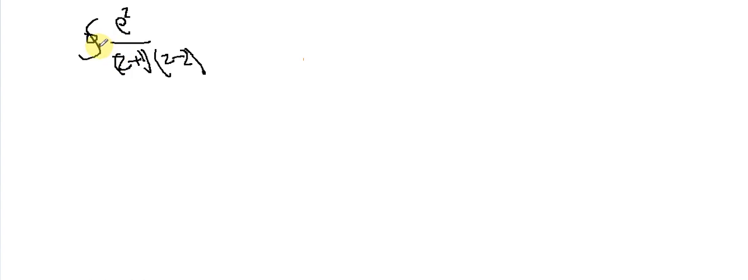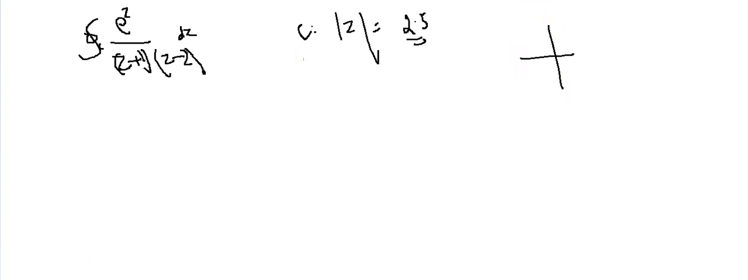Just suppose, integrate this function e raised to the power z divided by z plus 1 and z minus 2, where this curve C is given, and this is dz. This curve C can be mod z equals 2.5. Since it is a circle of 2.5 unit radius, just plot the circle. This is 2.5, and both these points, -1 and +2, lie within the circle.